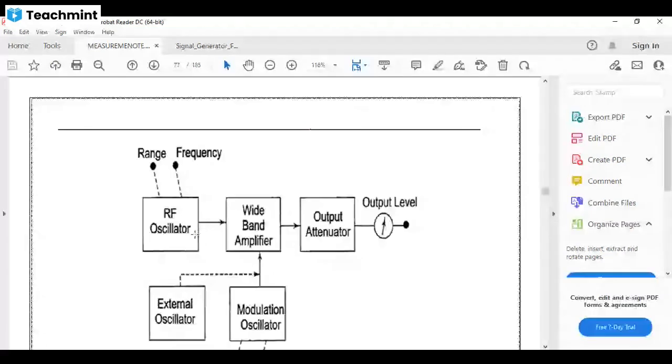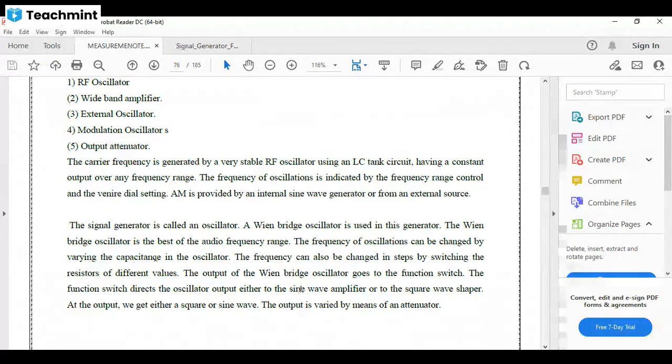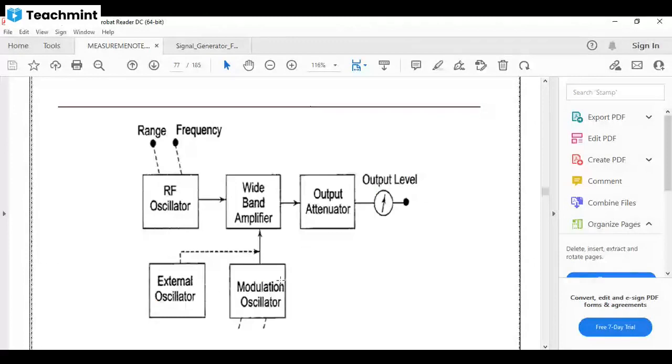Now this is the RF oscillator, this is our wideband amplifier, this is the output attenuator which is externally connected to the external oscillator, and this is our main modulation oscillator. The range and frequency are provided by the RF oscillator, and after the wideband amplifier it goes to this, and the output can be obtained according to our requirement, which is sine wave.